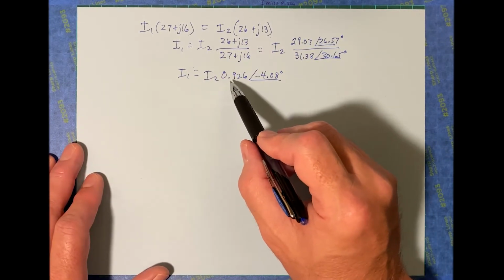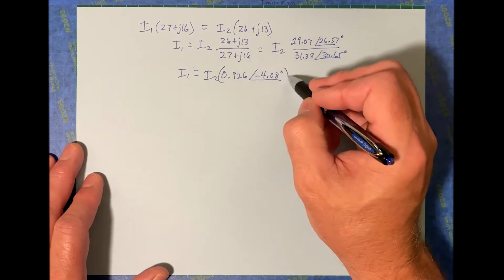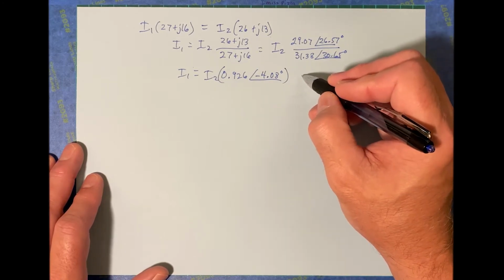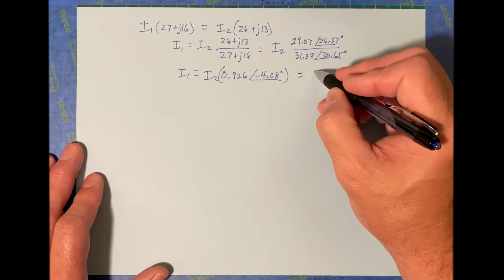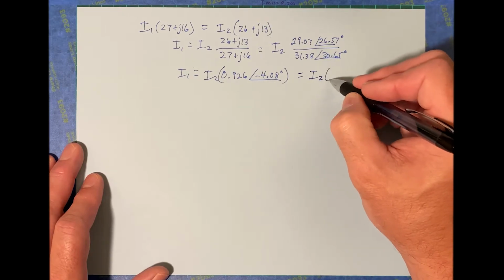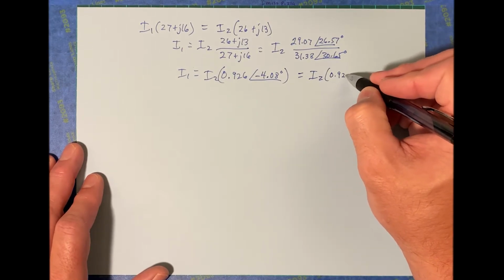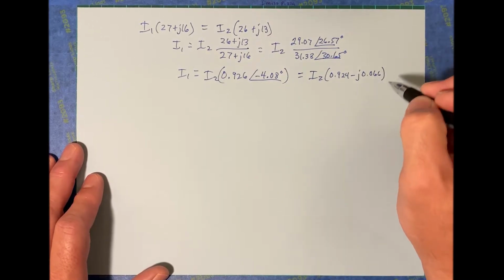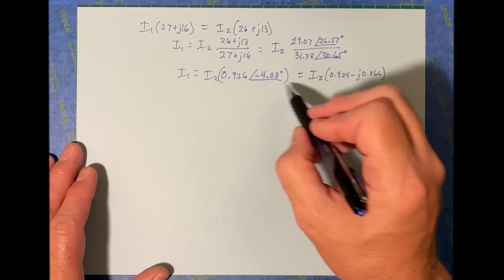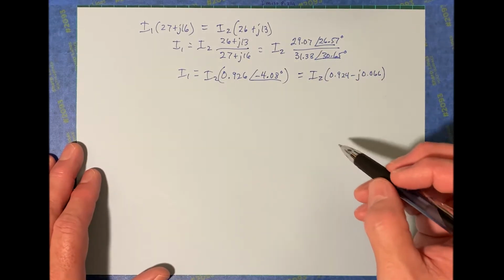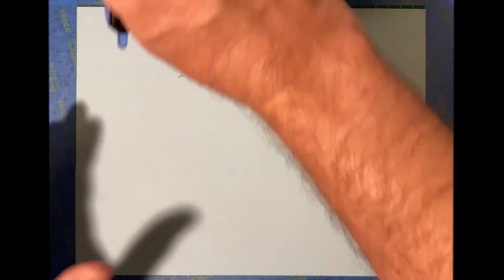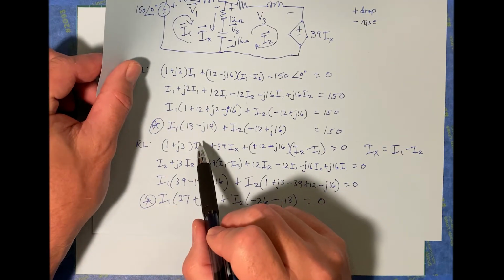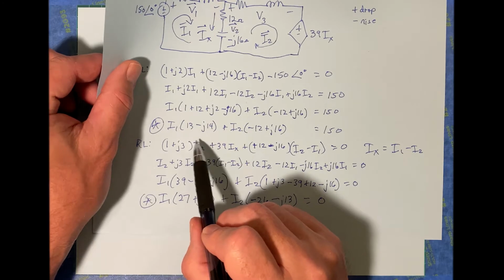Now we have this expressed in polar coordinates. I don't know if we're going to need it in rectangular coordinates, but I've already done the conversion here. So it's 0.924 minus J0.066. Okay, and we may need that in either form. I don't quite know yet. All right, let's take this in that form and go back up here and plug it in right here.